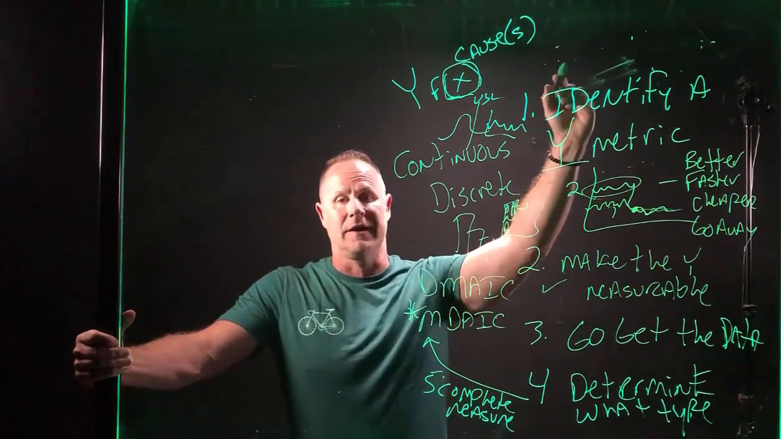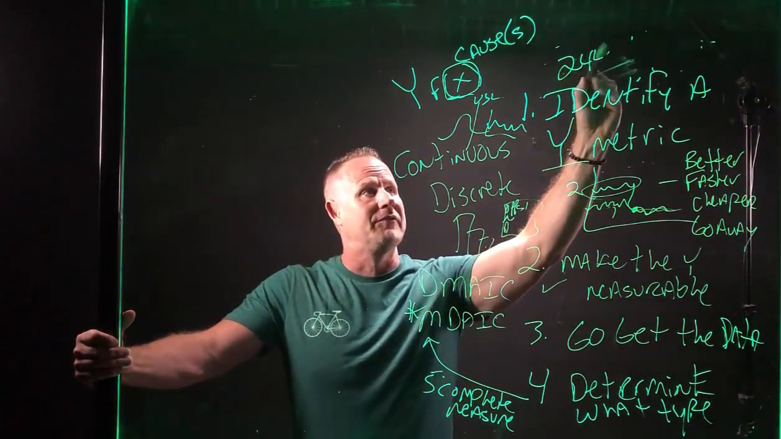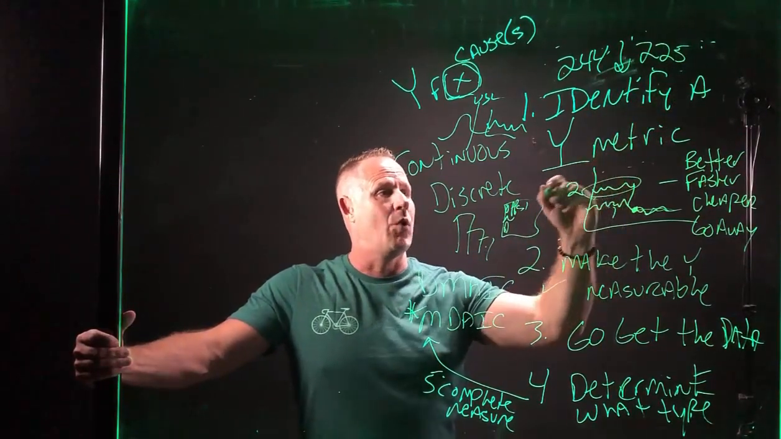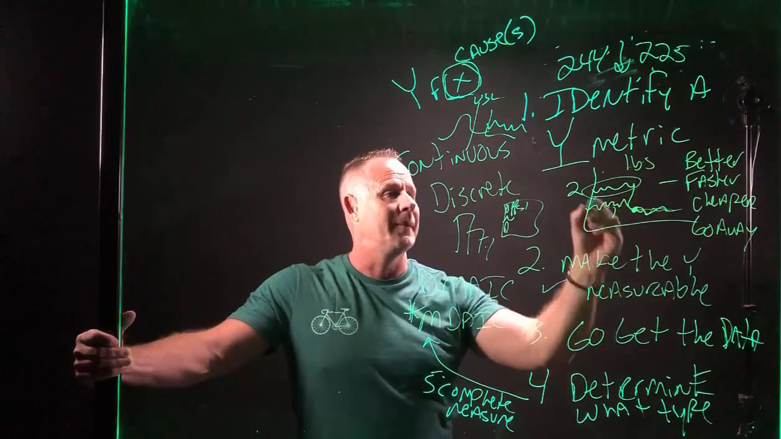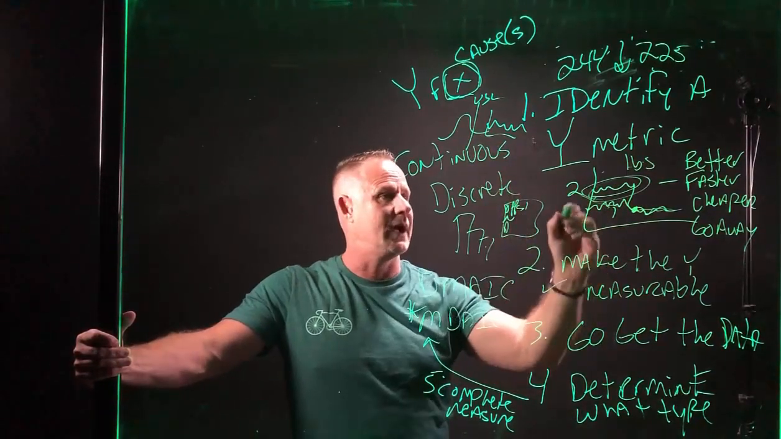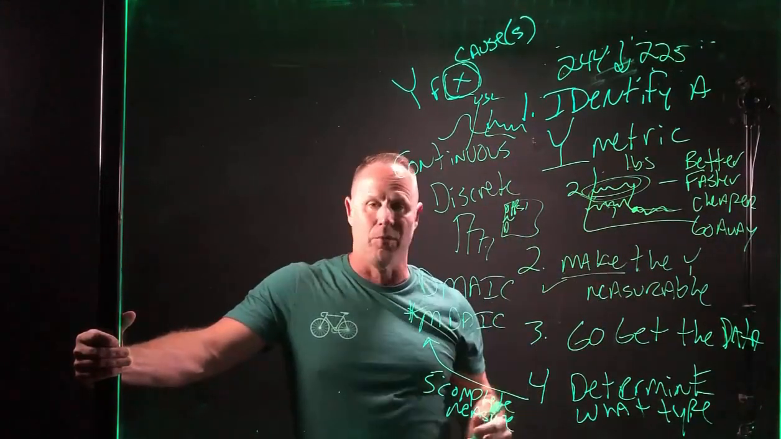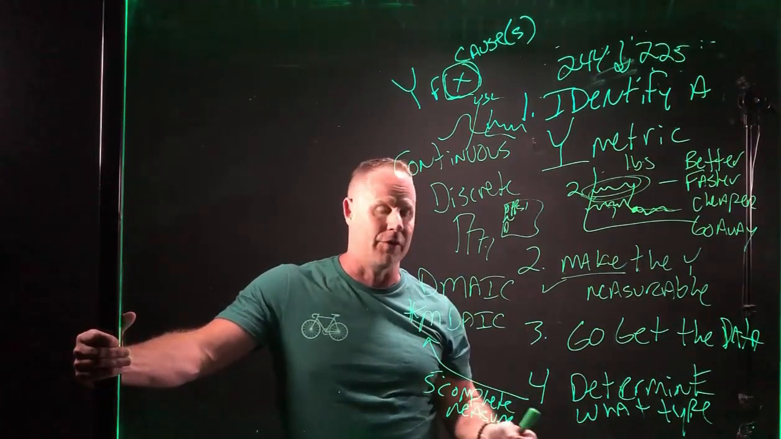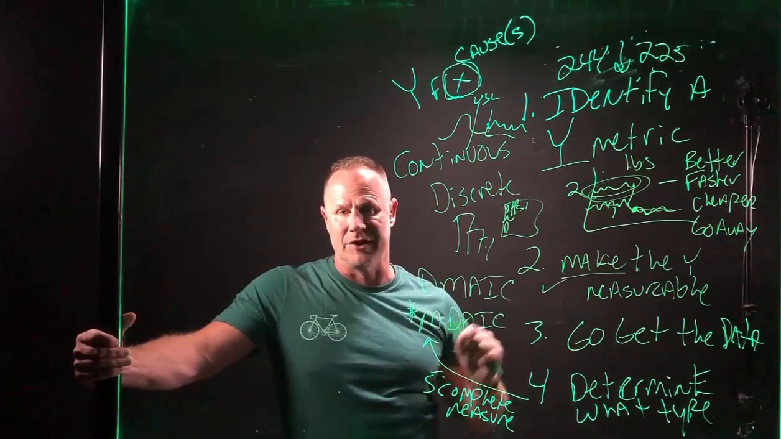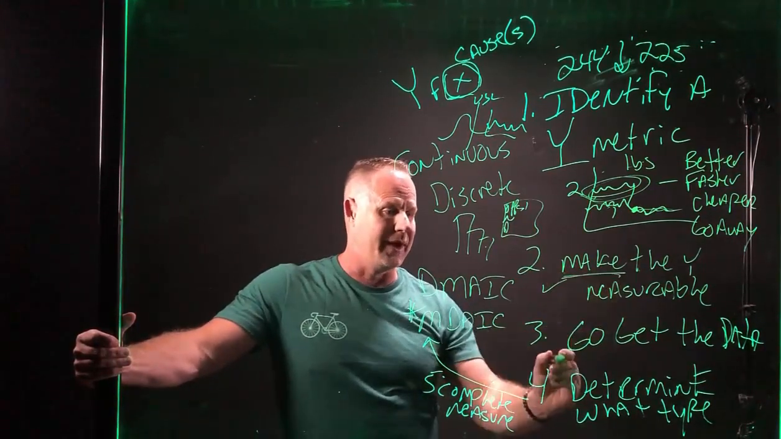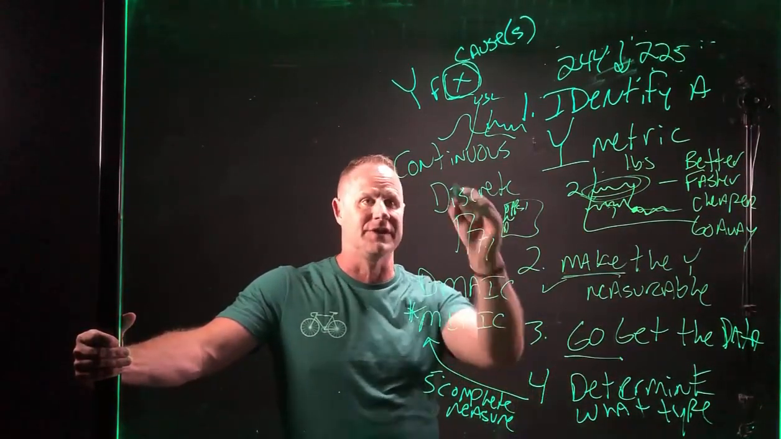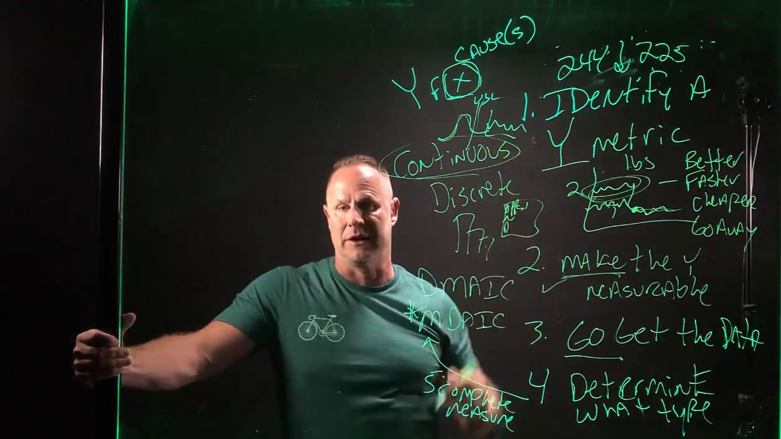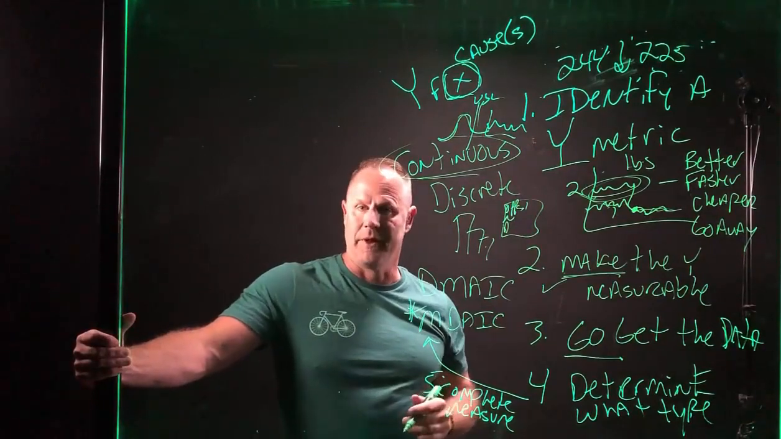Identify a Y. I'll give you one more quick example. Lee is 244. He wants to be 225. So clearly my Y is pounds. I'm going to go get the data, okay? I'm going to make the Y measurable. I'm going to define what pounds are. Am I going to measure in the morning? Am I going to measure in the afternoon? Is it going to be the average of a week? What is it going to be? I'm going to get the data. Pounds is continuous, so I'm going to do my histogram and my capability and my control chart. All right, so hopefully that gets you going.